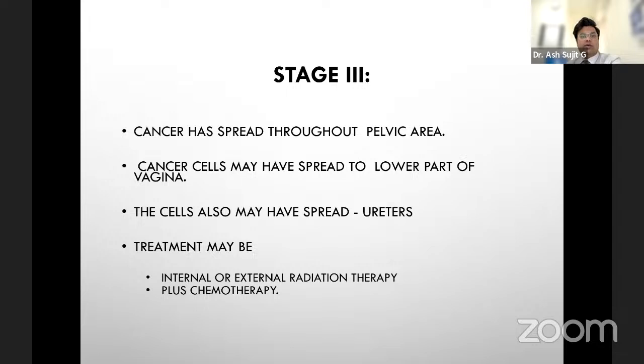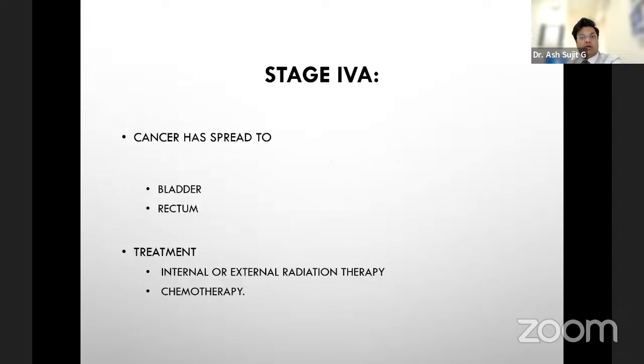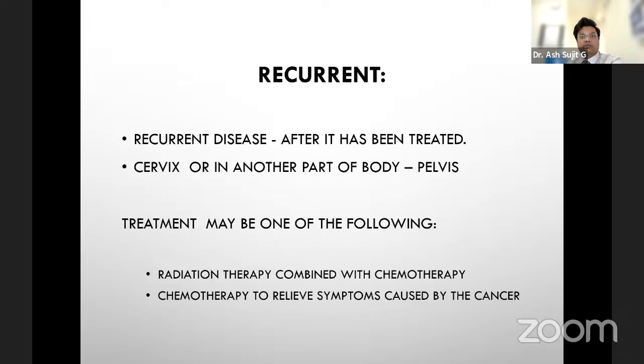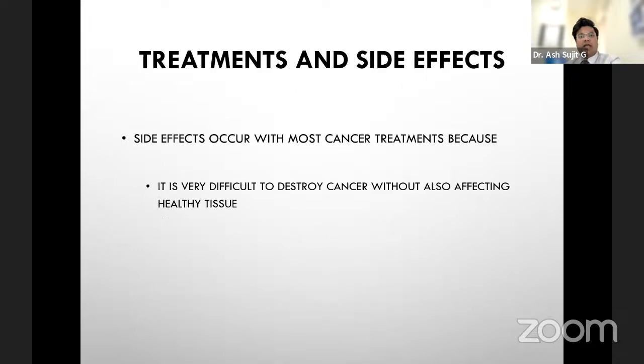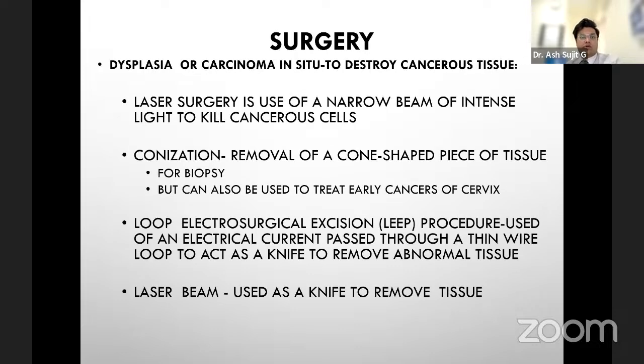And you have to keep a check about the involvement of the ureters in all the cases and wherever the cancer has metastasized. Recurrence has also been noted after the treatment is done. And whenever there's recurrence in such scenarios, radiotherapy combined with chemotherapy can be helpful. Side effects can occur with most cancer treatment, and it's very difficult to destroy the cancer cells of cervical cancer without affecting the tissue. So surgeries can be conization or LEEP. That is something which we do very commonly out here.